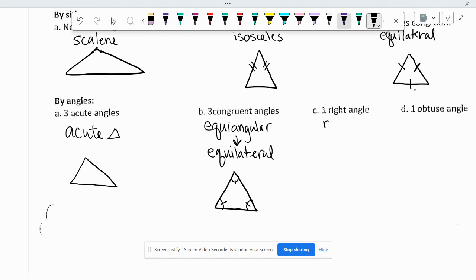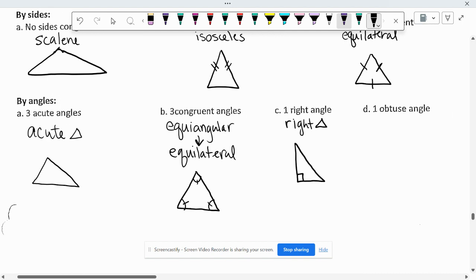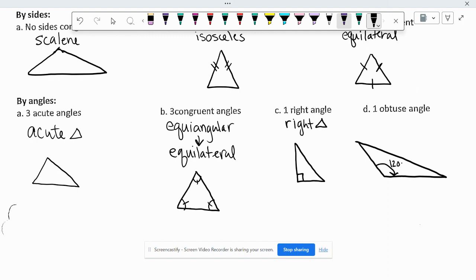If I have one right angle, we call that a right triangle. We show that we have a right triangle by putting what on the right angle? Yeah, that little box right here, that 90 degree. And if we have one obtuse angle, that just means that one angle is greater than 90 degrees. I'm going to mark this at like 120 degrees, just so you can see that it's greater than 90. So those are pictures of triangles. That'll help you when you graph a triangle.